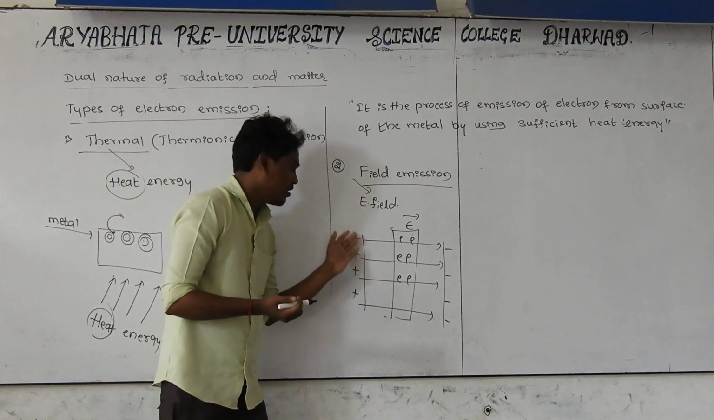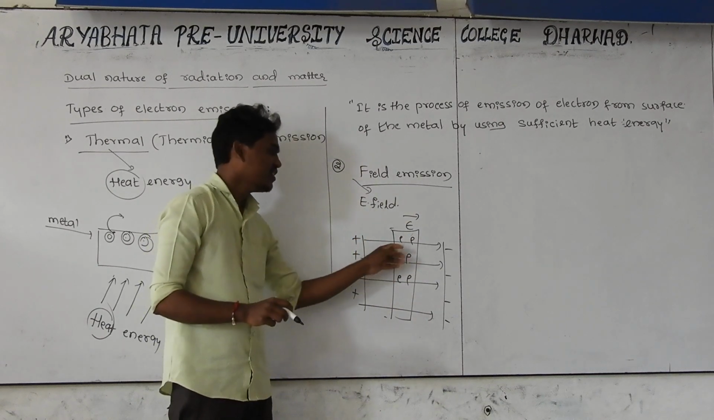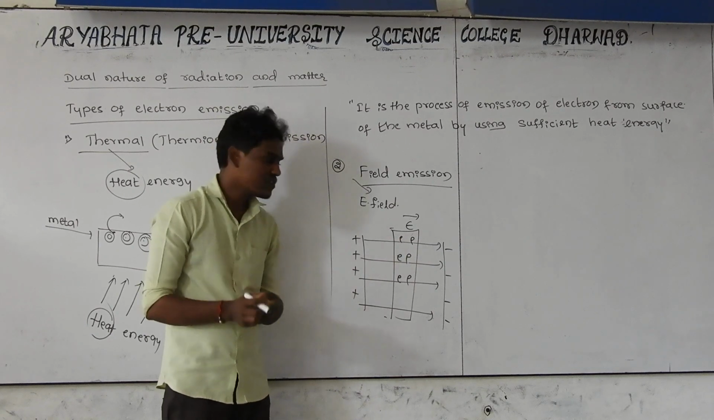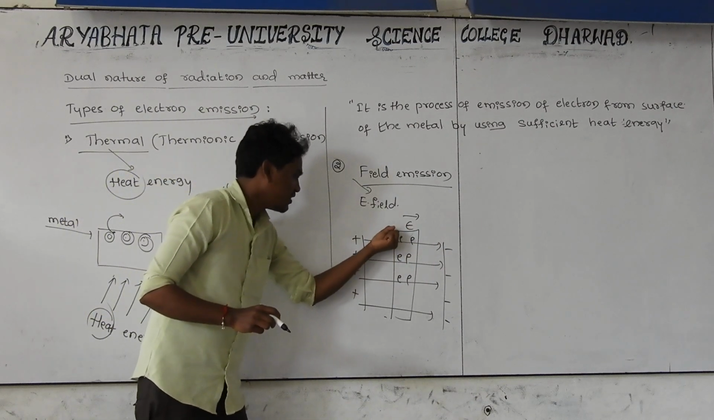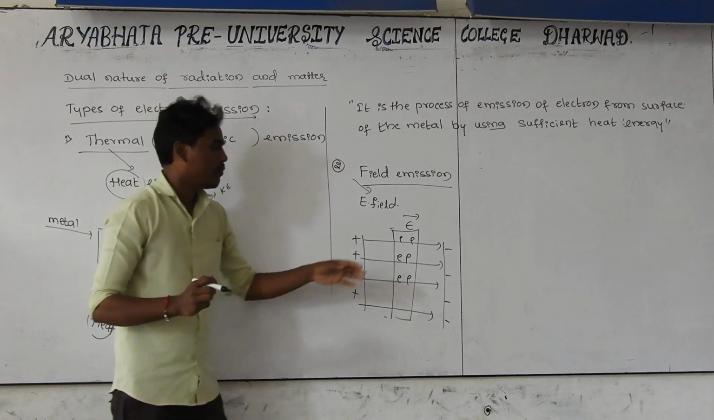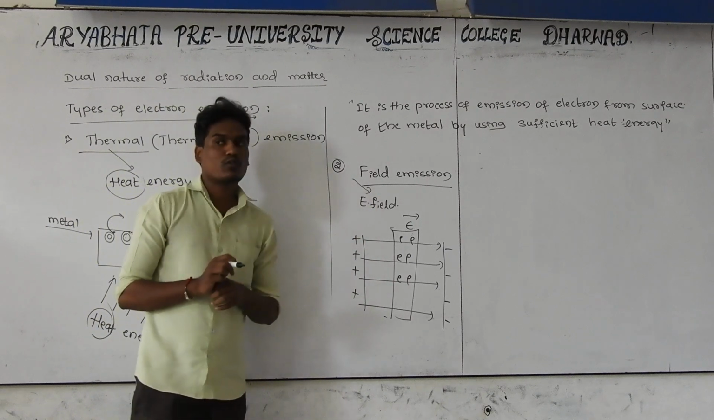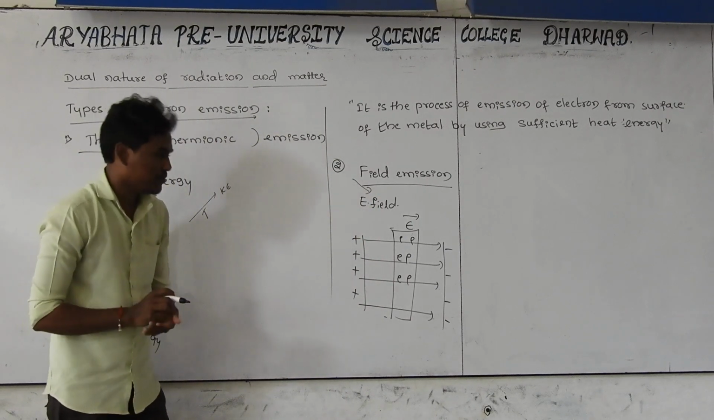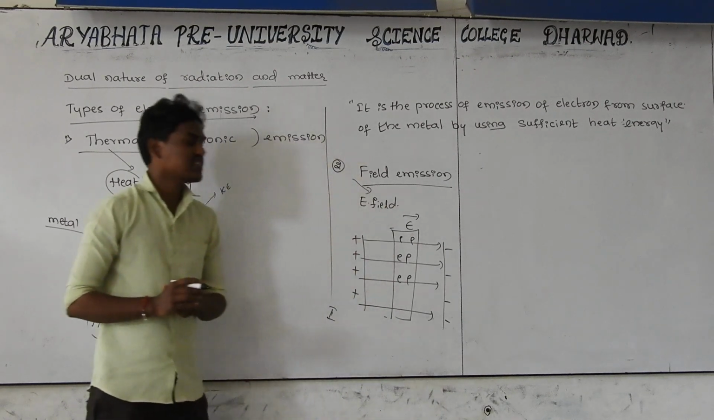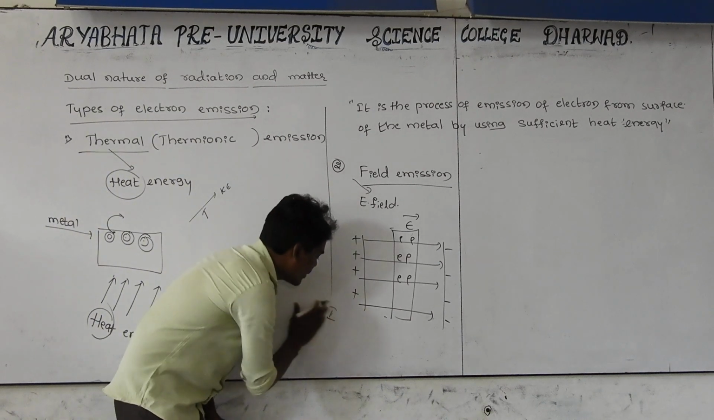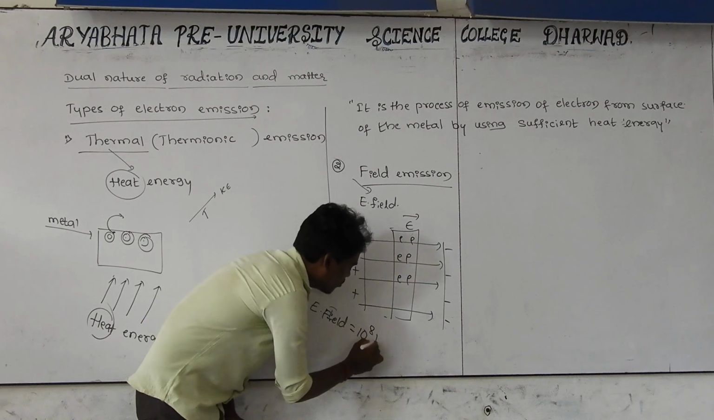Finally, as the intensity of the electrical field increases, the kinetic energy of this electron increases and it comes out of the metal surface. This side there is a repulsion and this side there is an attraction. Finally, this electron is ejected from the surface of the metal. This process of emission of electron from the surface of the metal is called field emission. In order to emit the electron by using field energy, that is the electrical field, we need to apply a minimum electrical field intensity equal to 10 to the power 8 volt per meter.